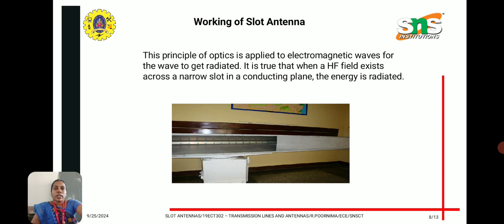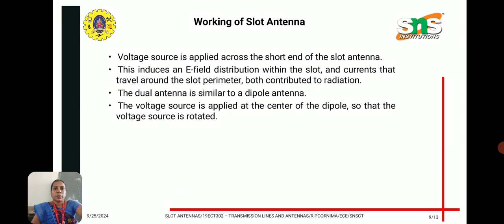For the wave to get radiated, when a high frequency field exists across a narrow slot in a conducting plane, the energy is radiated. The voltage source is applied across the short end of the slot antenna. This voltage source induces the electric field distribution within the slot, and currents that travel around the slot perimeter both contribute to the radiation. The dual antenna is similar to the dipole antenna. The voltage source is applied at the center of the dipole.